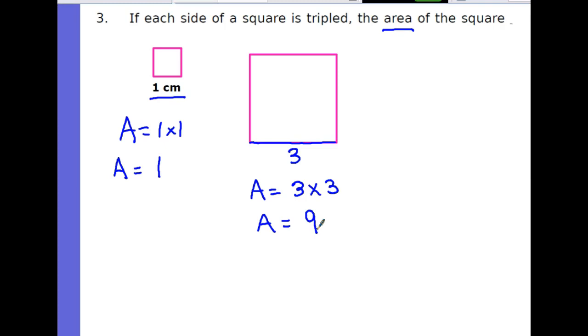No, it's not triple. If you go from here to here, how many times bigger is that? 9. It is not tripled. And that's why you have to draw the picture, because if you don't stop and think about the area, then you think, well, it's just triple. But when you work it out, you can see very clearly that this is 9 times bigger. Because this one got tripled and this one got tripled, and 3 times 3 is 9.